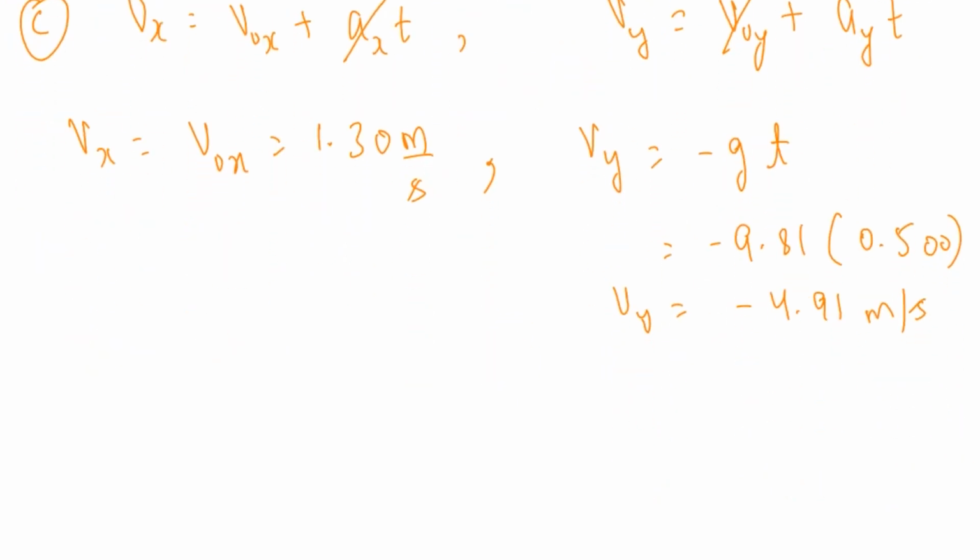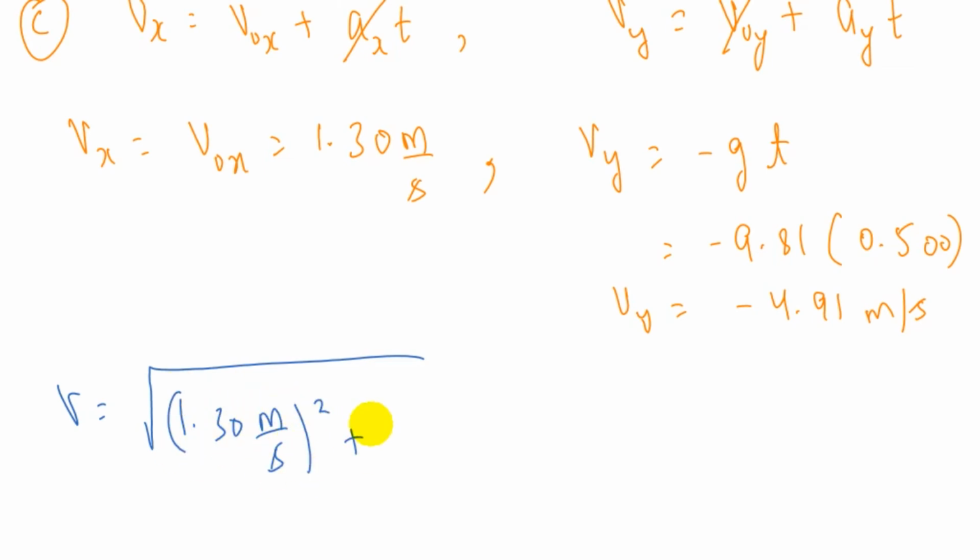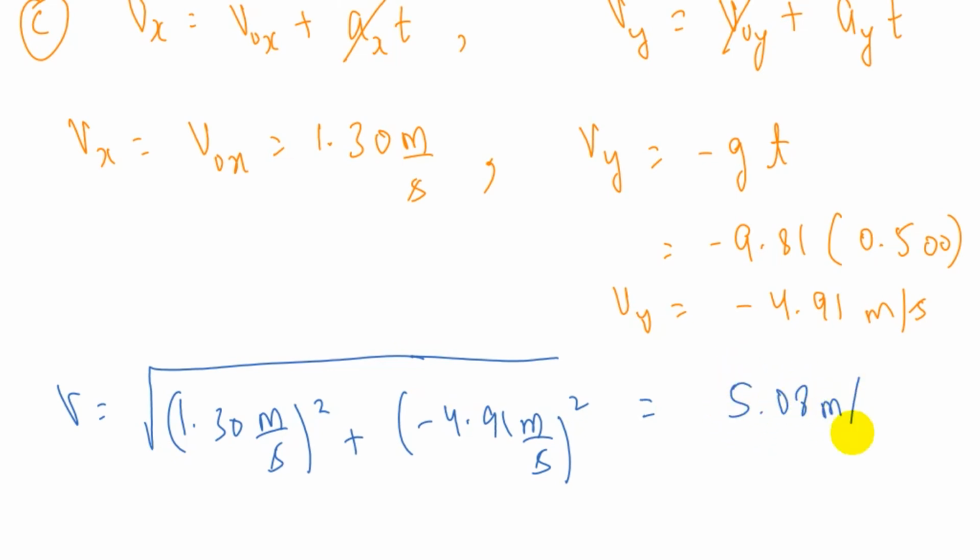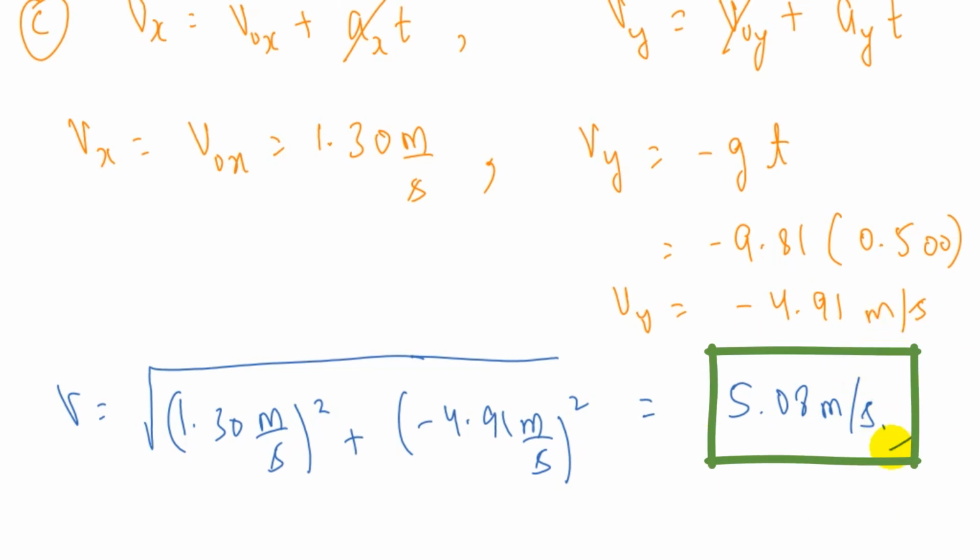Now for speed, it's pretty simple. Speed at this time will be under root the x component squared plus the y component squared. X component is 1.30 meter per second and it's squared, plus the y component is minus 4.91 meter per second and it's squared. So this value comes out to be 5.08 meter per second. So this is the speed of the projectile at 0.50 seconds.